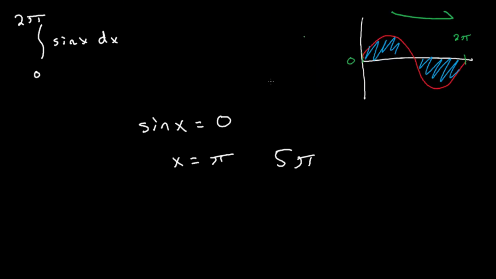So you want to keep in mind that whatever zeros you find for a function have to be within your bounds. So it has to be between the bounds of your integral, 0 and 2 pi. And pi is the only number between 0 and 2 pi where it meets the condition of sine of x equal to 0.